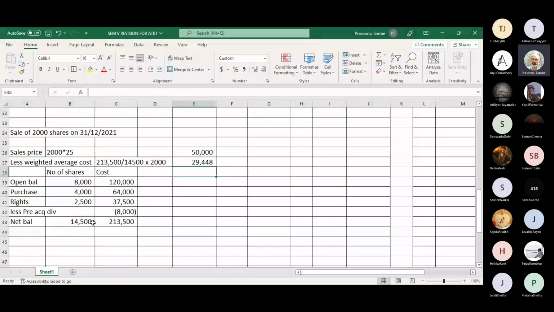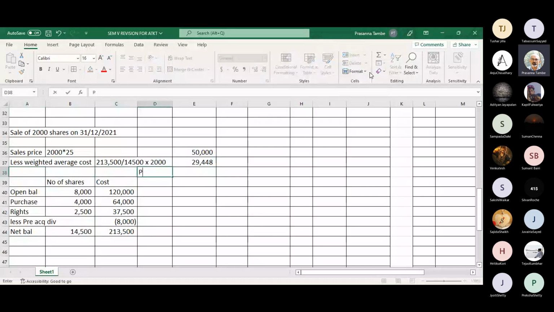Your weighted average cost is 29,448. So we are making the profit. 20,552 is the amount of profit that you are going to book. All of it, write down this working note. I'll wait for a minute and then we'll go ahead. Complete this working note.